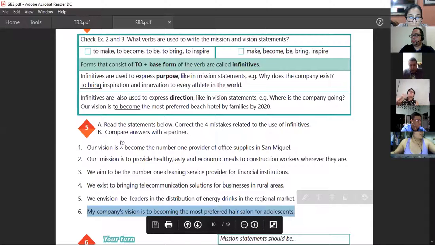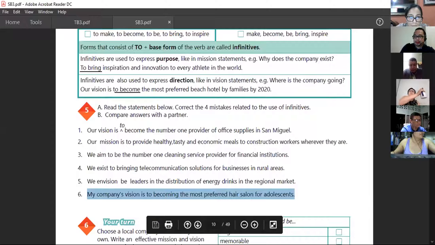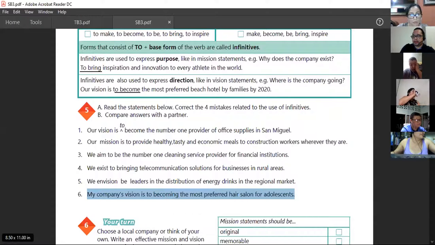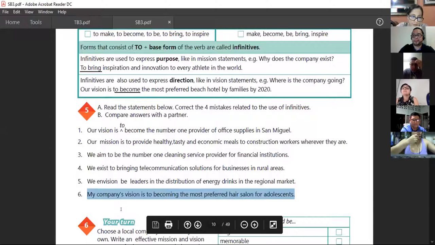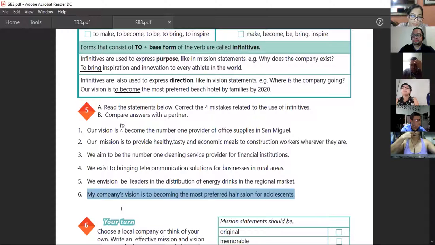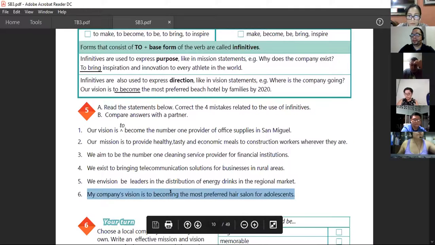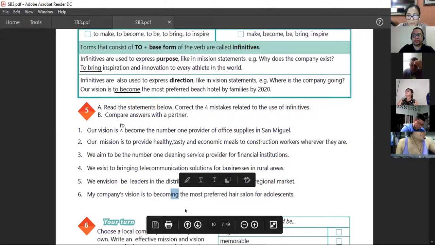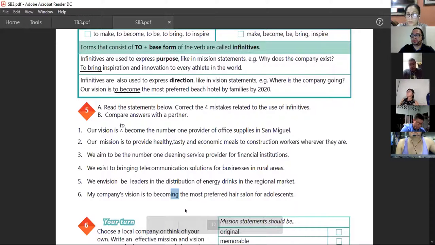My company's vision. My company vision is to becoming the most preferred hair salon for adolescents. It's like number four. What is the correct one? My company vision is to become the most preferred hair salon for adolescents. Very good. My company's vision is to become. So we cross out this part. Okay, my company's vision is to become the most preferred hair salon for adolescents.